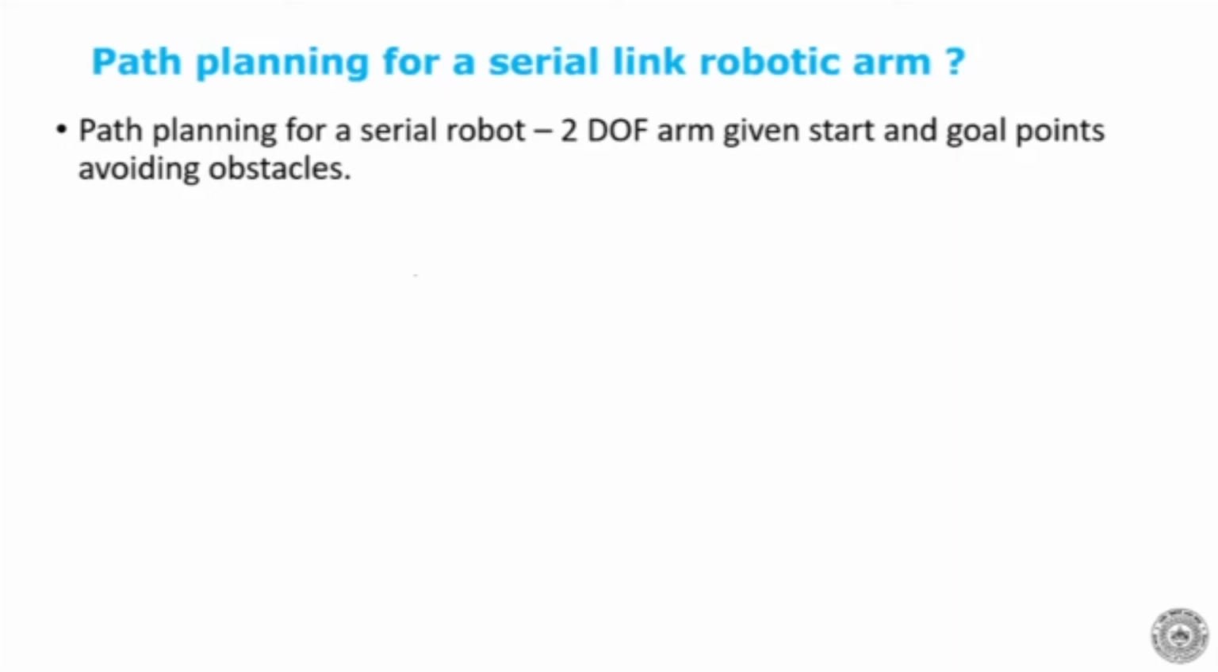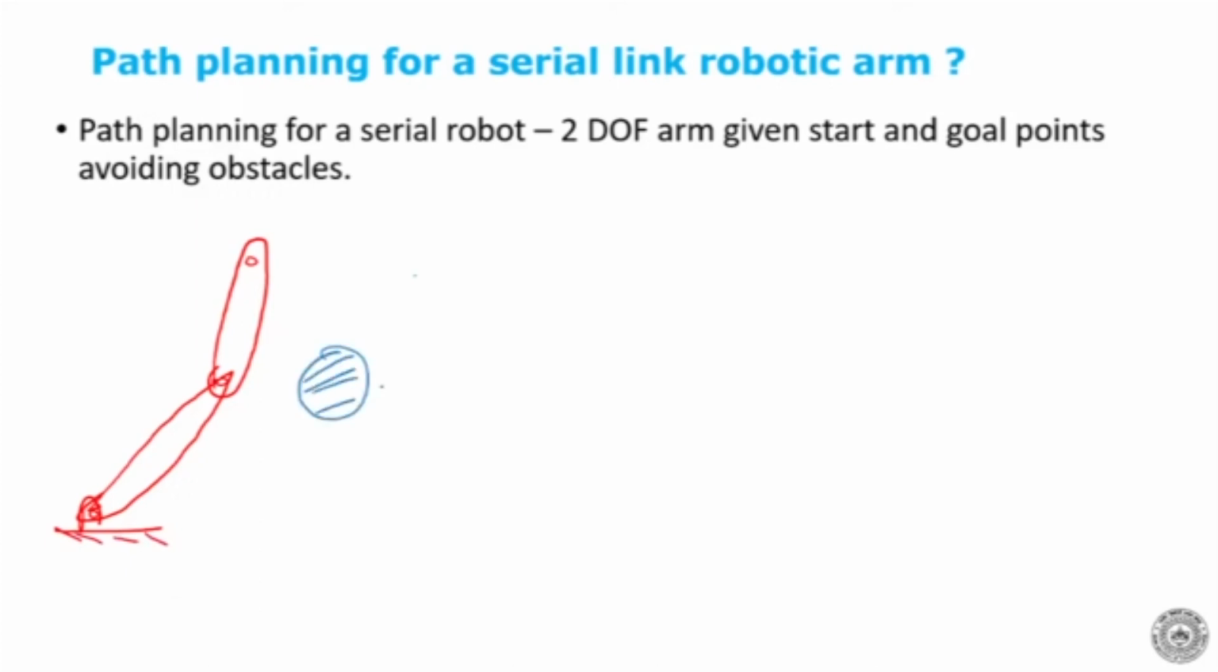Let me define the problem before we move on. So we have a two-link manipulator here. Okay, so this is one link and there is another link. This is my base, and there is an obstacle here. Now I want to go from some initial point. Let's say I have an initial point here and this is my goal point. I want to go from the initial point to the goal point.